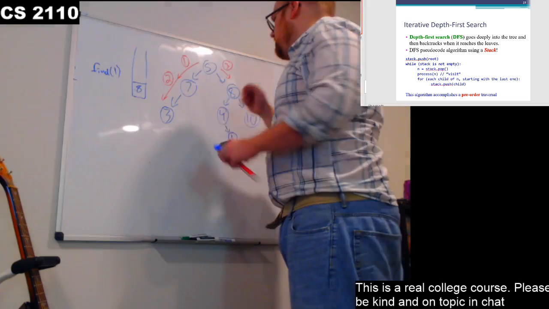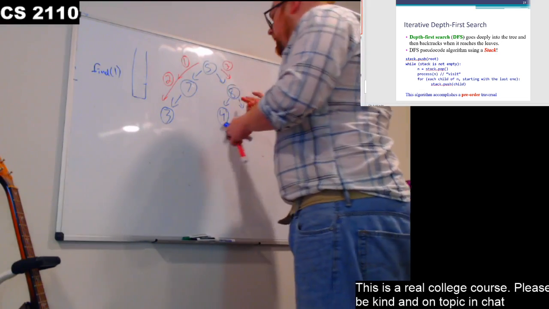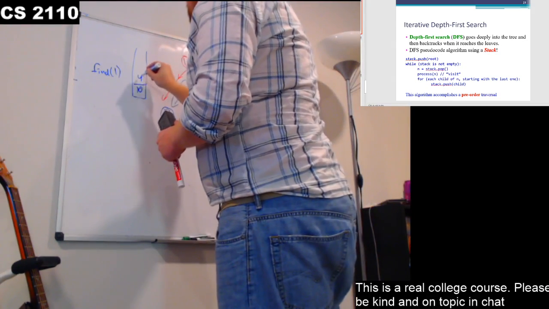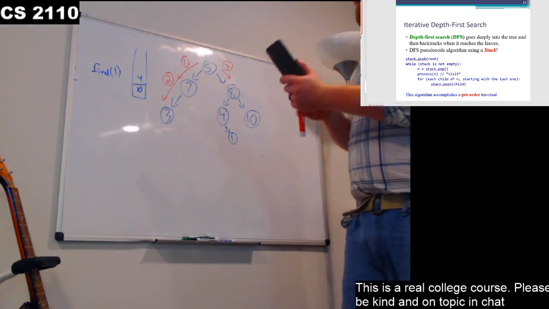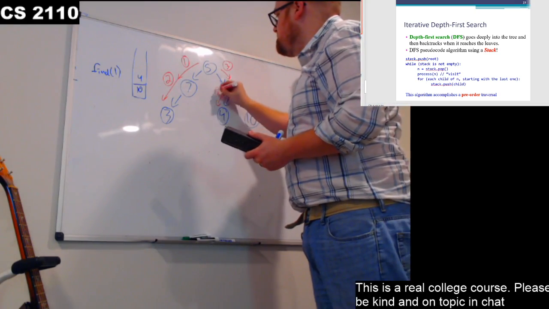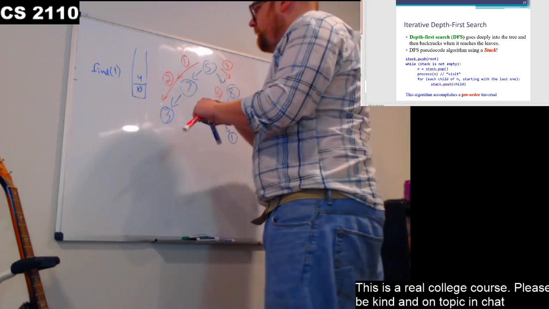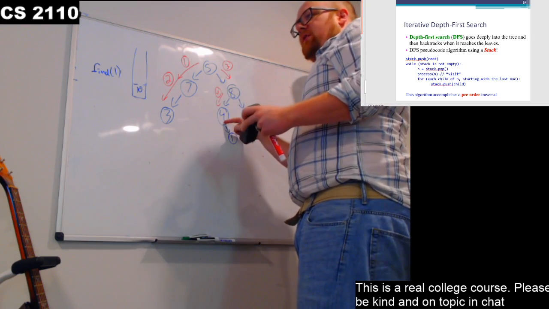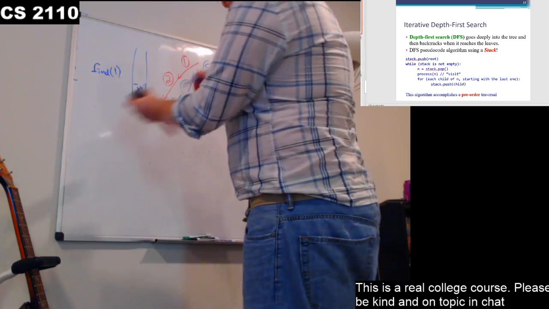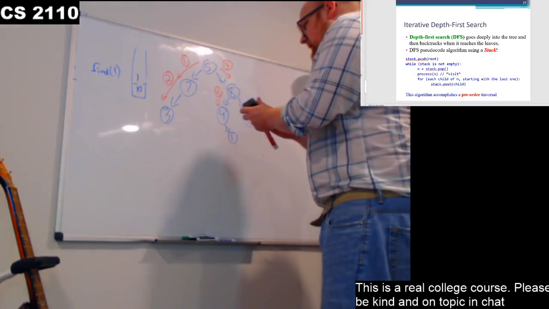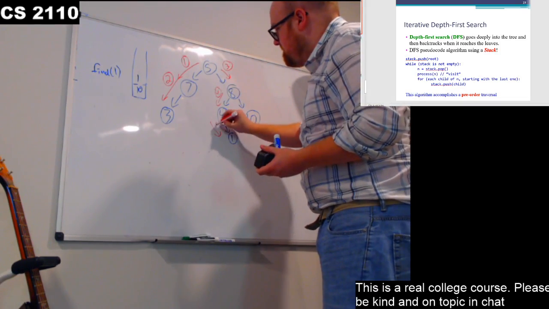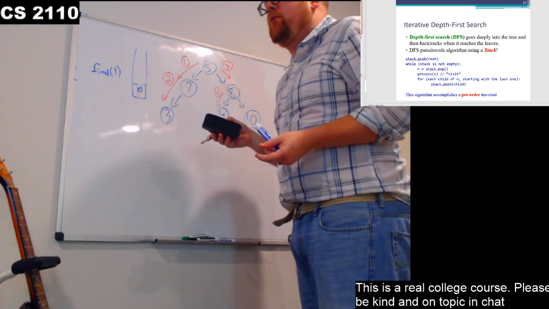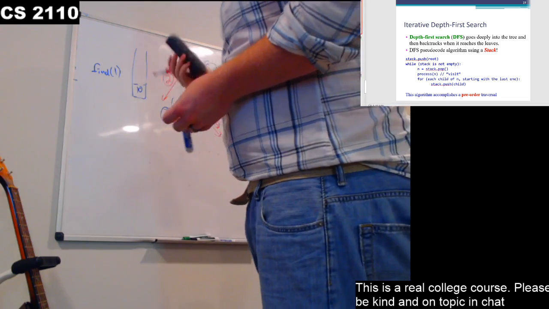With 8, I pop it off the stack. It's not 1, so I push its children in reverse order. 10, and then 4. Now I pop 4 off the stack. 4 is not 1. I'm going to push its children on, 1. And then I pop 1 off the stack. And 1 is the value I'm looking for. And so at that point I can return true. This would be a depth first search.